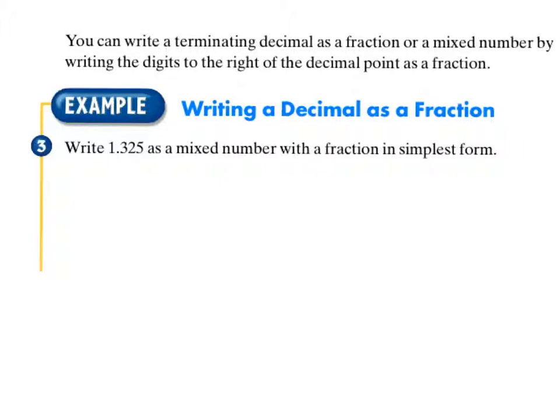Now, you can write a terminating decimal as a fraction or a mixed number by writing the digits to the right of the decimal point as a fraction. So if we want to write 1.325 as a mixed number with a fraction in simplest form. So before we were going from fraction to decimal, now we're going from decimal to fraction. Now I have 1.325.